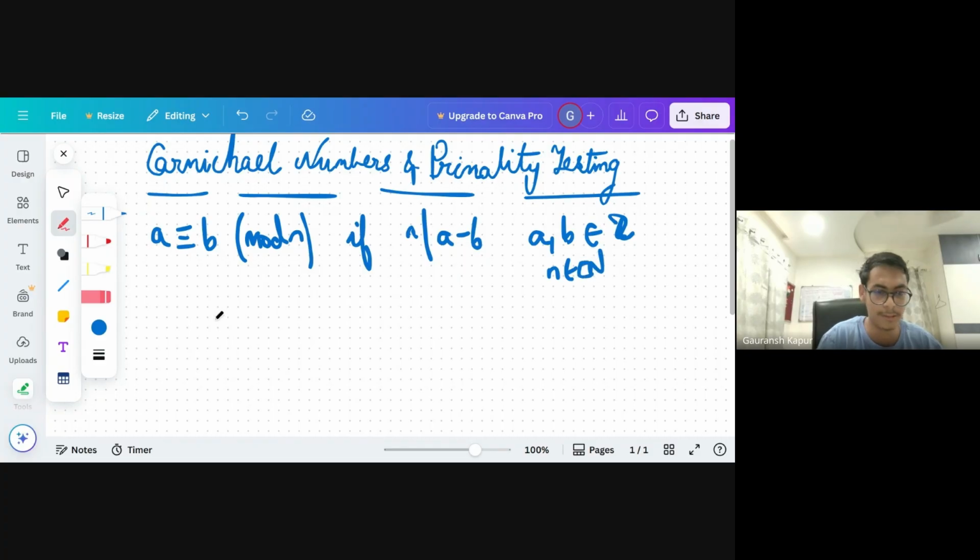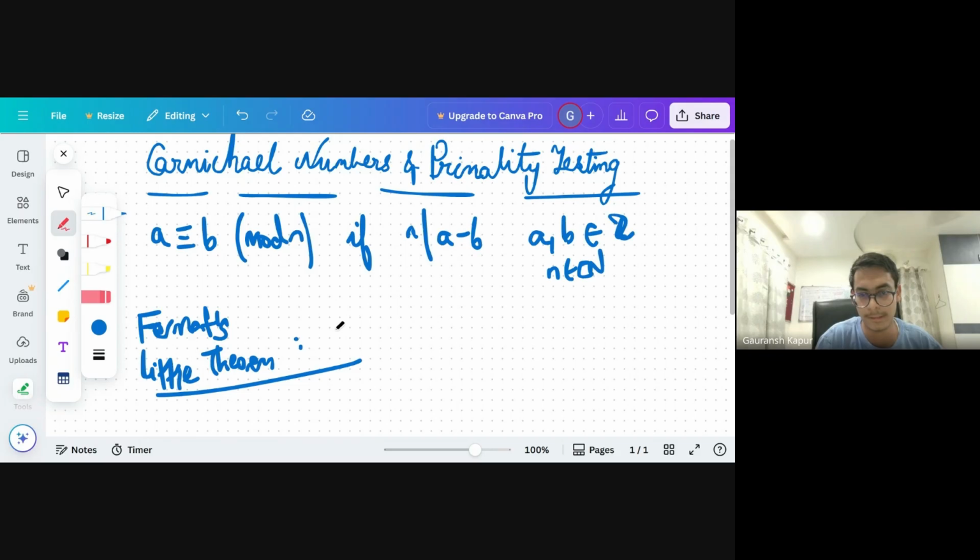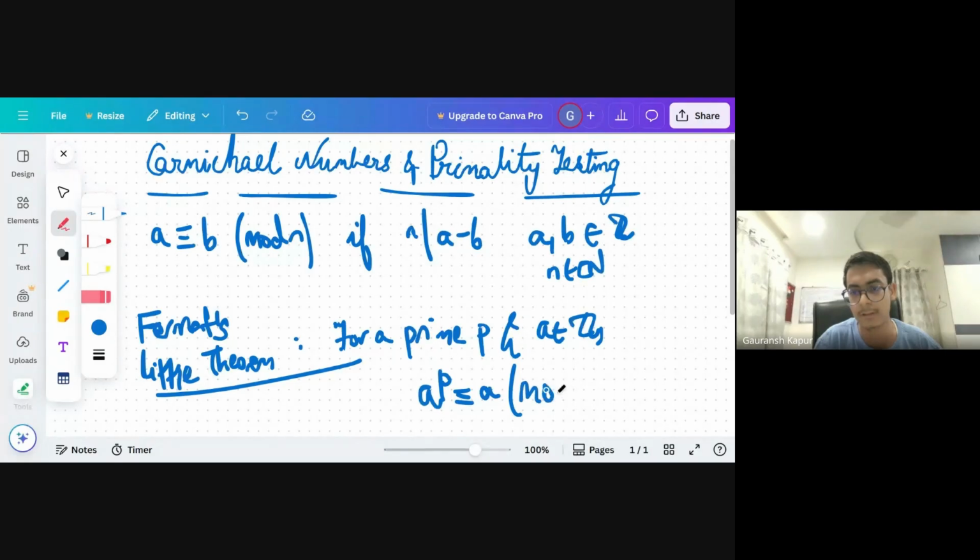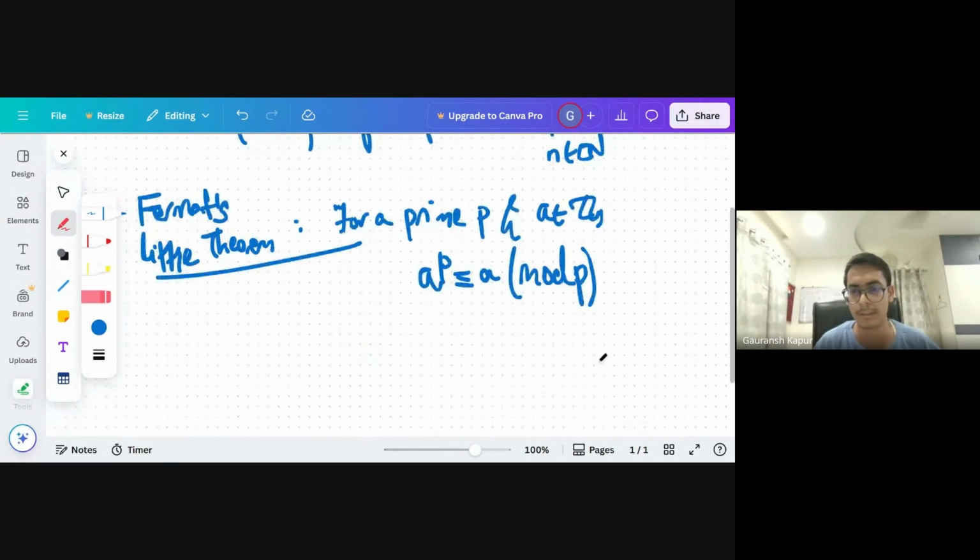Okay, so now let me state Fermat's little theorem. This I'm sure most of you are familiar with or might have heard of the theorem somewhere. So Fermat's little theorem states that for a prime number p and an integer a, the following holds true. A power p is congruent to a mod p. Yeah, so this is Fermat's theorem.